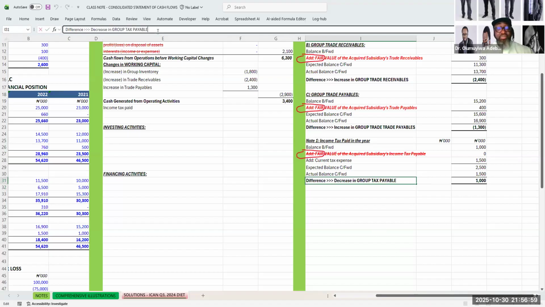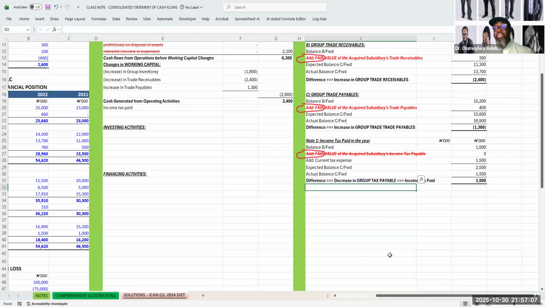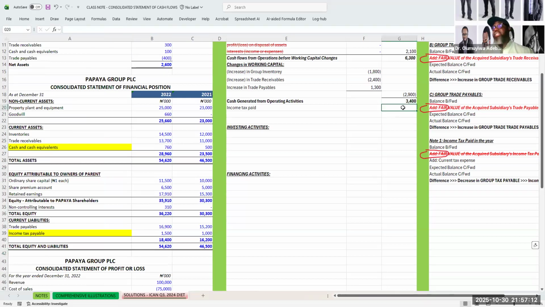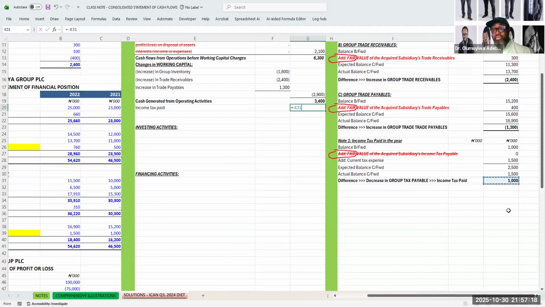Is equivalent of my income tax was paid in the year. Therefore, technically, how much I paid in the year is negative $1 million.